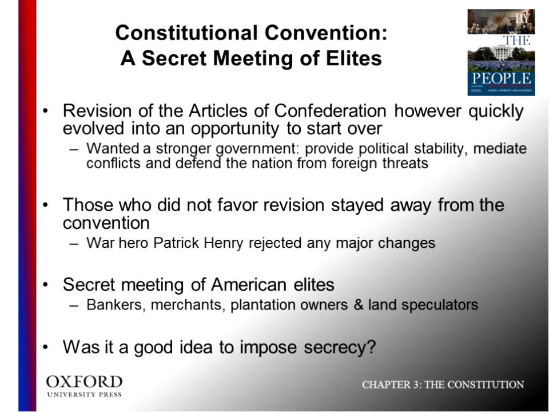Now, the elites of America got really scared. They said, we need to do something about this, because Shays' Rebellion could happen anywhere, not just in Massachusetts. And so when they met again, as they had promised at the Annapolis Convention, at first they said we're going to revise the Articles of Confederation. But it quickly evolved into an opportunity to start over. Many of the delegates said that they wanted a stronger government that could provide political stability, mediate conflicts, and defend the nation from foreign threats.